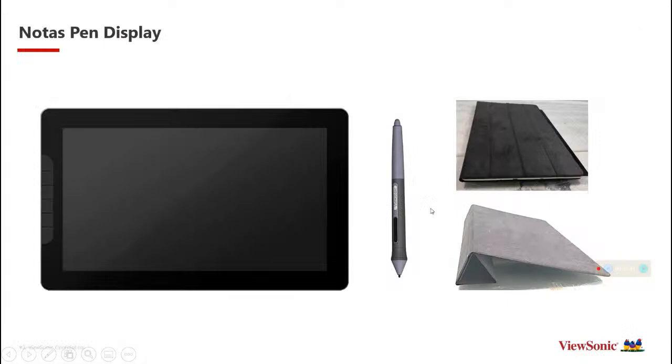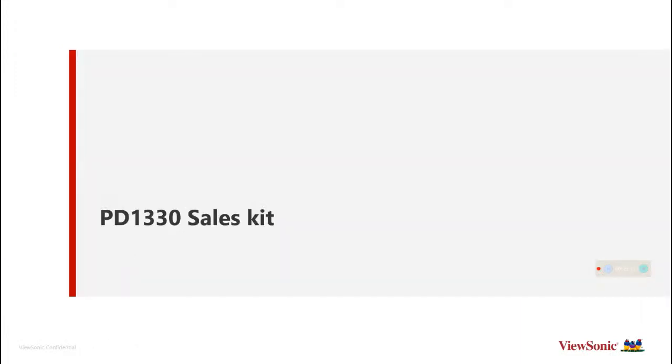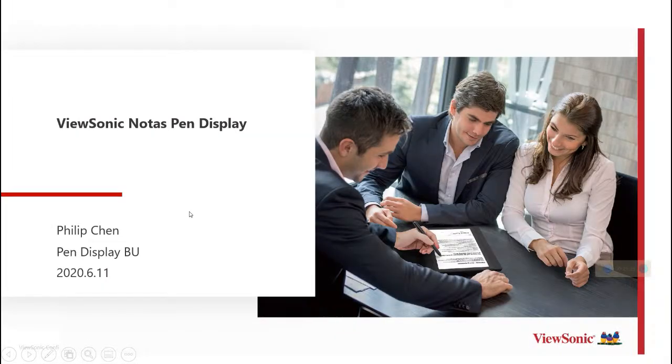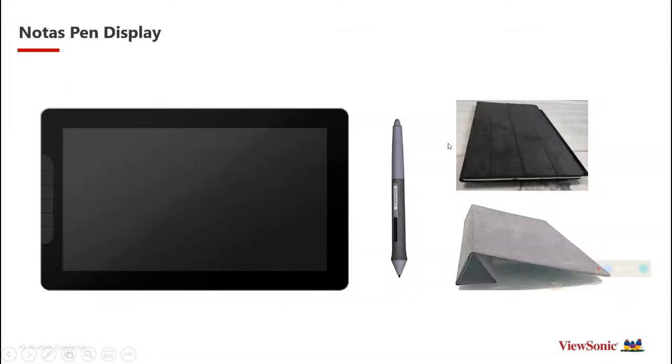Okay. So our product, the Notas, will consist of this pen, which has an eraser at the rear end of the pen, and a side button on the pen. And we will have a protect and display cover, so you can set it up as a stand also.